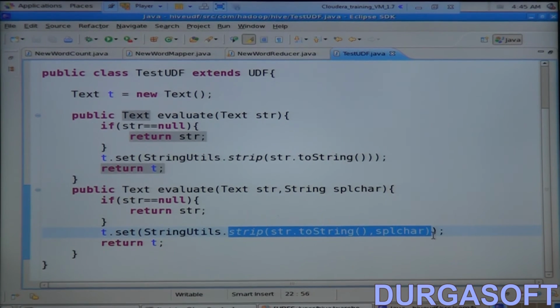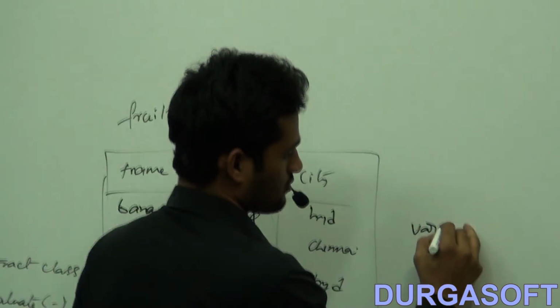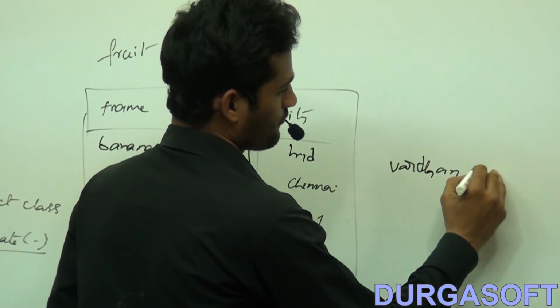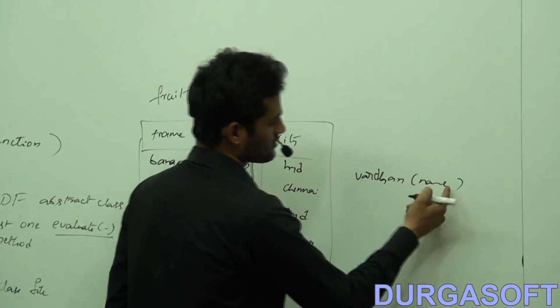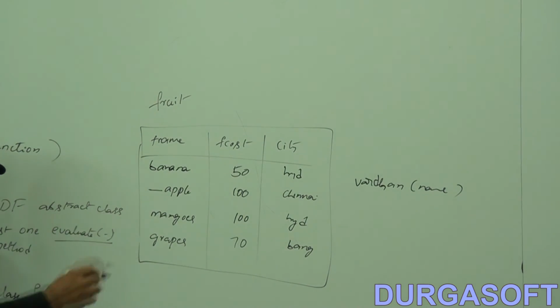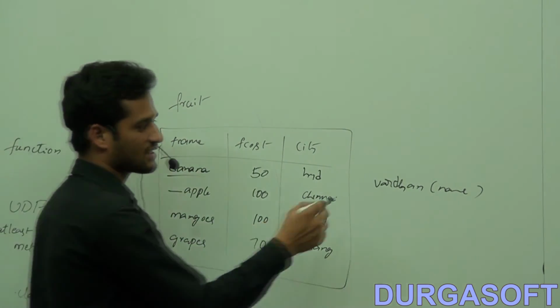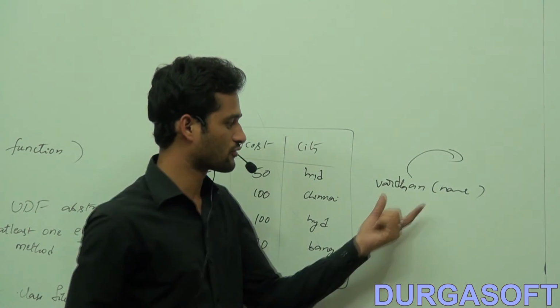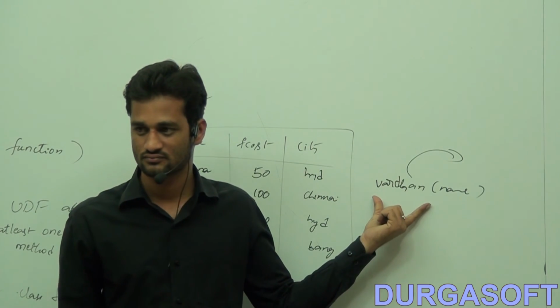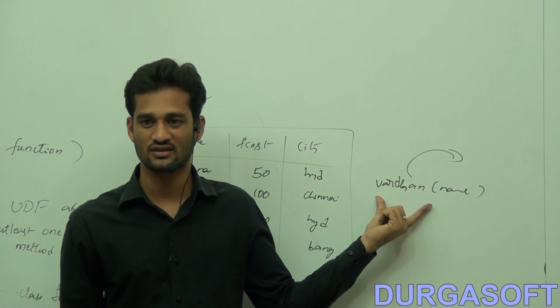See this one. Suppose I am going to call Vardhan of name. What is this name initially? Banana. Do you have any empty spaces here? So it is directly going and calling. For which class have you created this function?